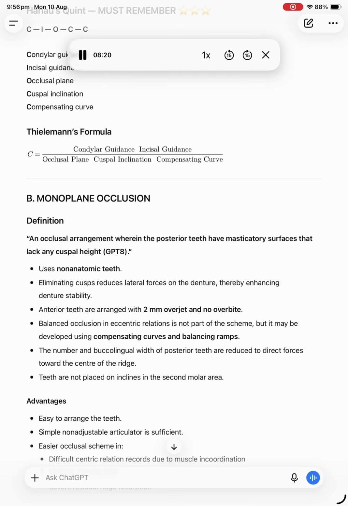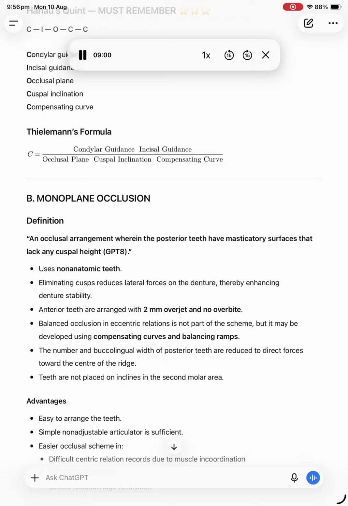B. Monoplane occlusion. Definition. An occlusal arrangement wherein the posterior teeth have masticatory surfaces that lack any cuspal height, GPT 8. Uses non-anatomic teeth. Eliminating cusps reduces lateral forces on the denture, thereby enhancing denture stability. Anterior teeth are arranged with 2 mm overjet and no overbite. Balanced occlusion in eccentric relations is not part of the scheme, but it may be developed using compensating curves and balancing ramps. The number and buccolingual width of posterior teeth are reduced to direct forces toward the center of the ridge. Teeth are not placed on inclines in the second molar area.